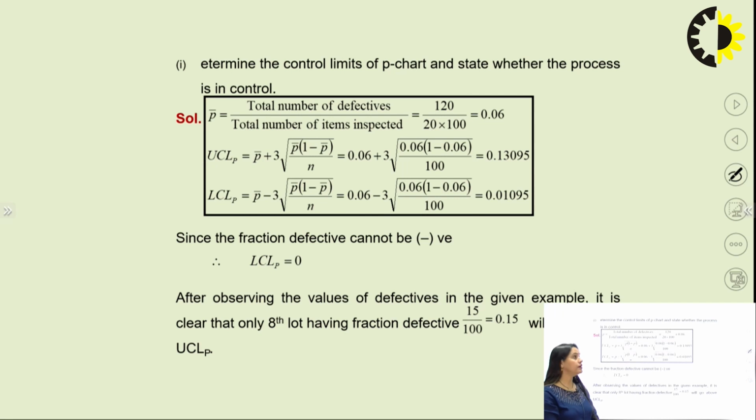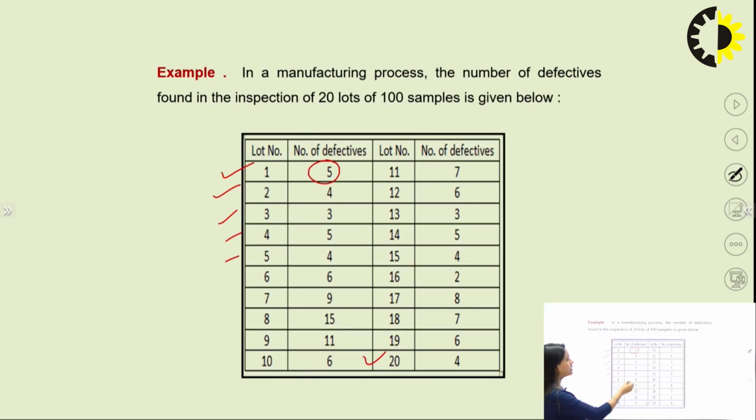Now what do we have to find? We have to determine the control limits of the P chart and state whether the process is in control or not. First of all, we will find the control limits of the P chart. We know that the control limits of the P chart, UCL and LCL, both depend on P bar. What is P bar here? P bar is the total number of defectives upon the total number of items inspected. Now you see here how many items are defective.